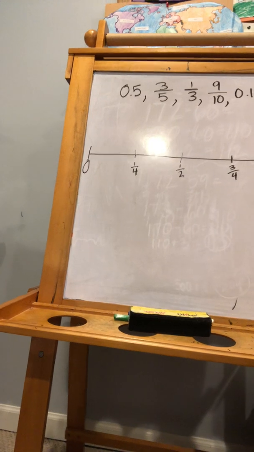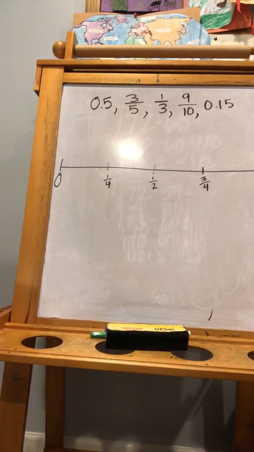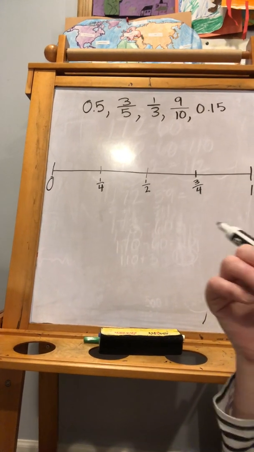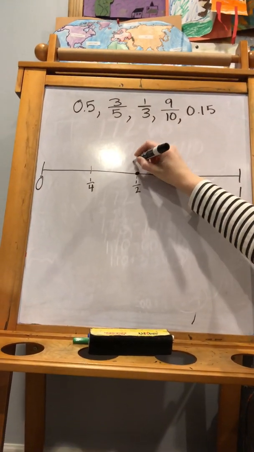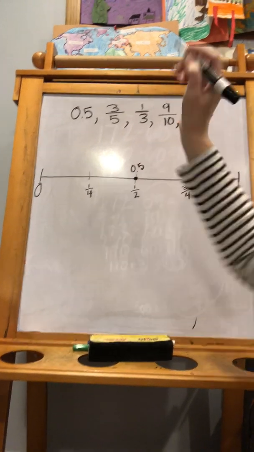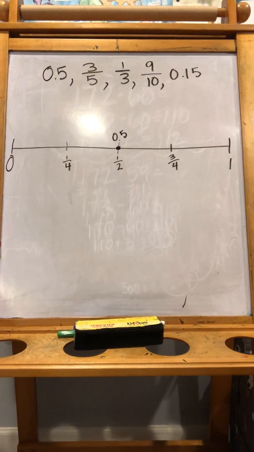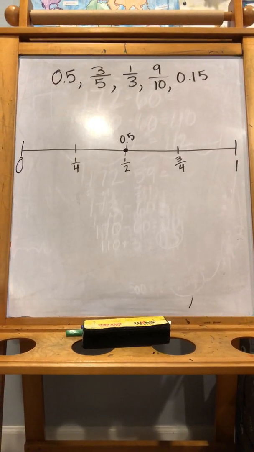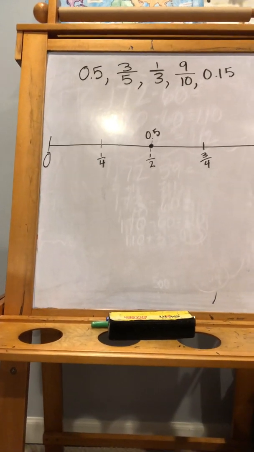Now, when we look at 0.5, I know that that's exactly in the middle at 1/2. So above the 1/2, you can mark it 0.5, because 0.5 is 50 cents or half of a dollar, or 0.5 plus 0.5 equals 1.0 when we add those.